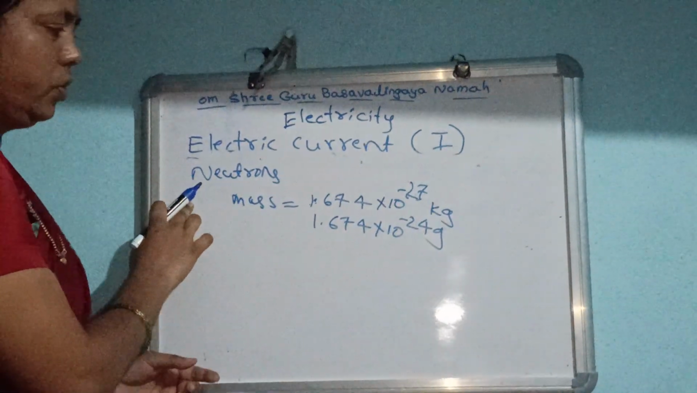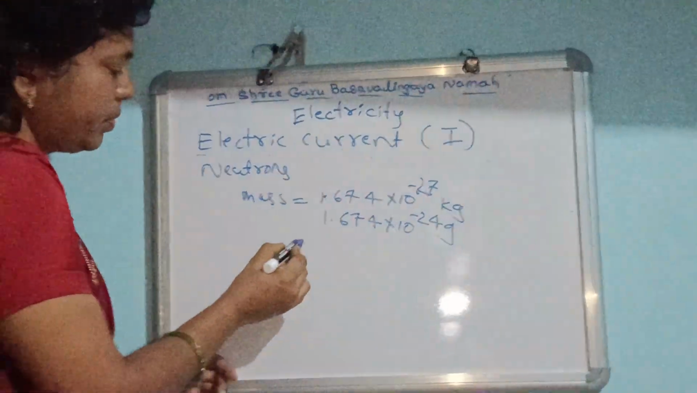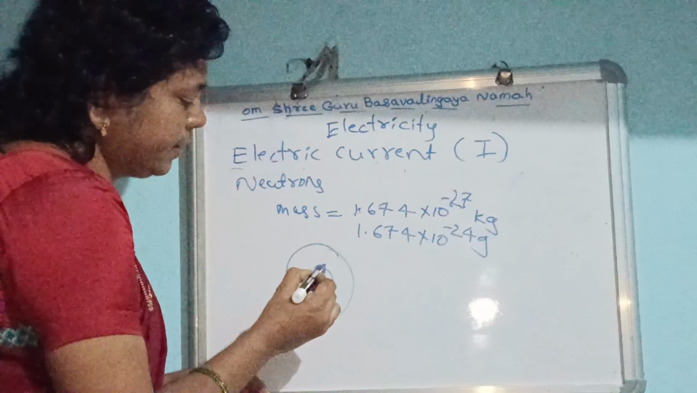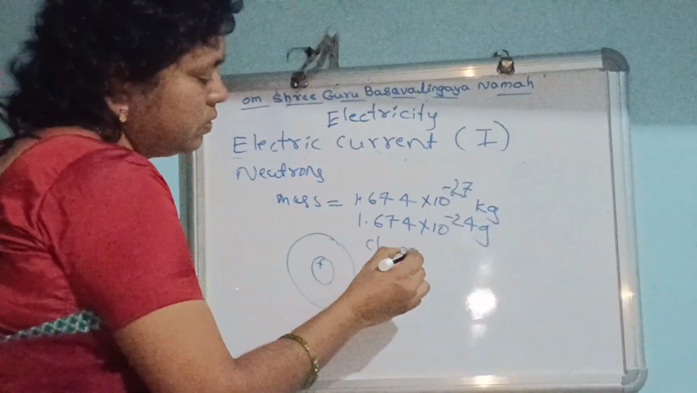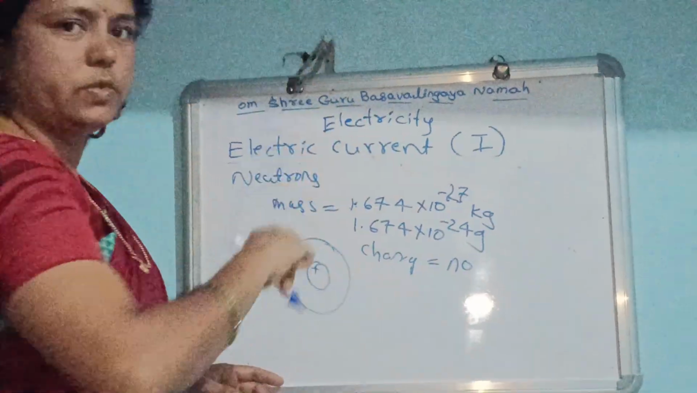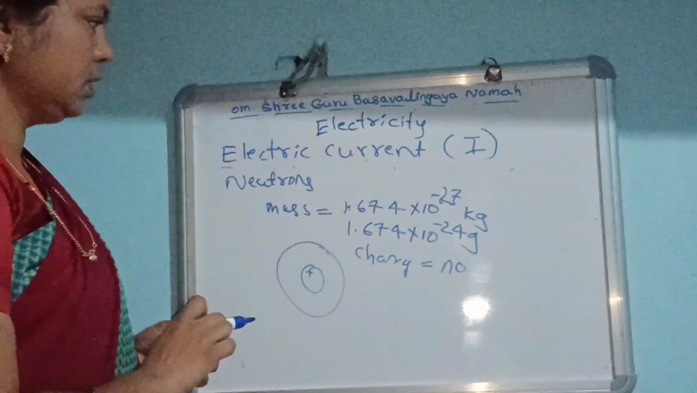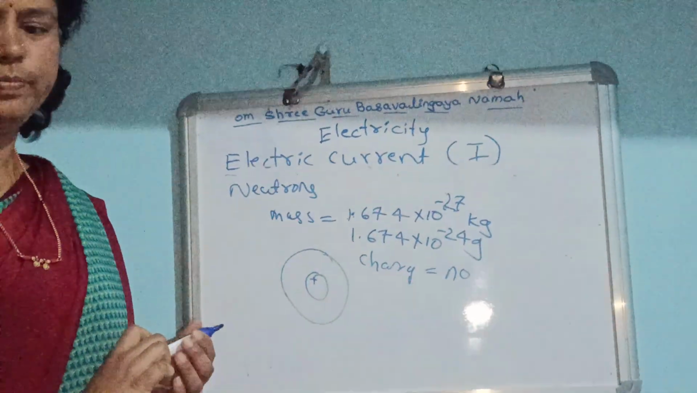These are the neutrons. Neutrons are present in the nucleus of an atom. They are neutral, with no charge, but have a mass. These are about the charges.